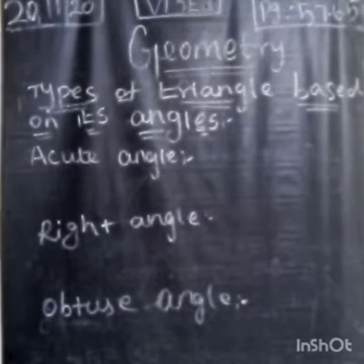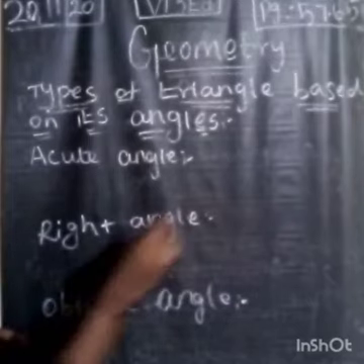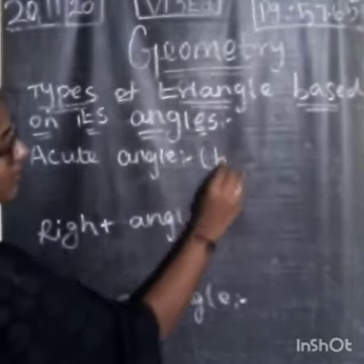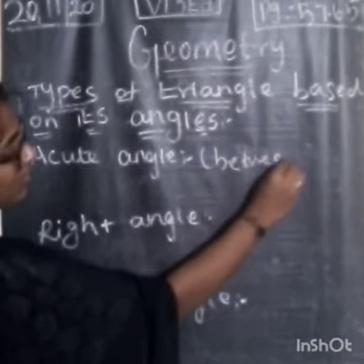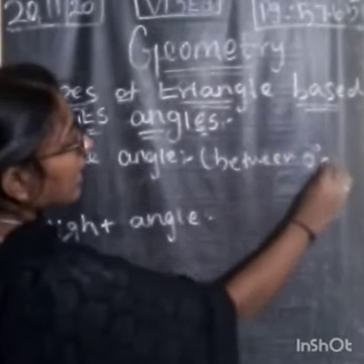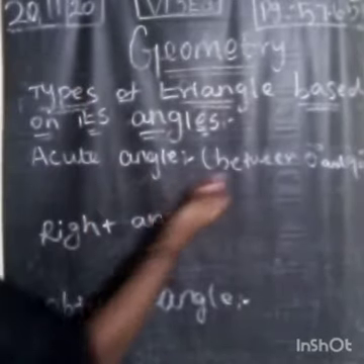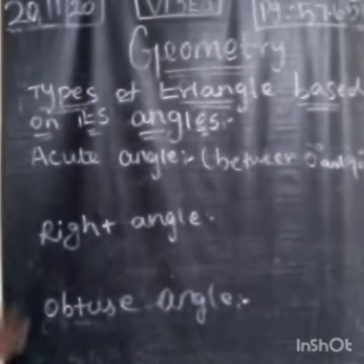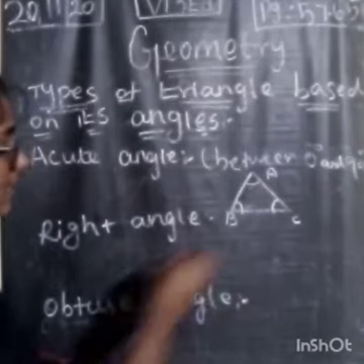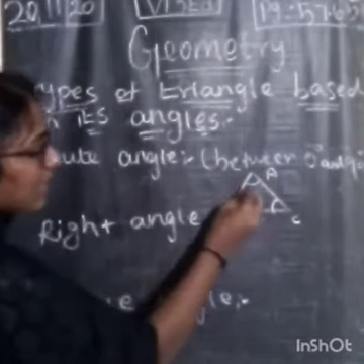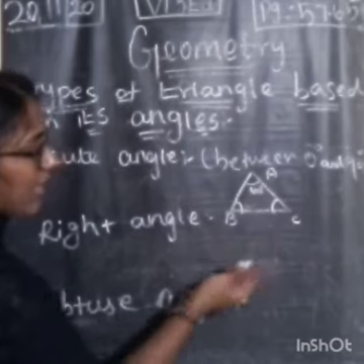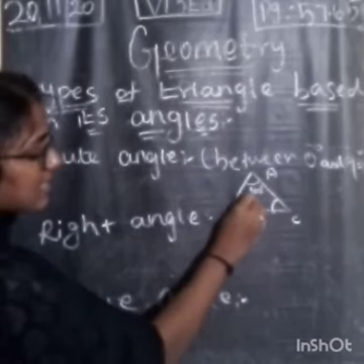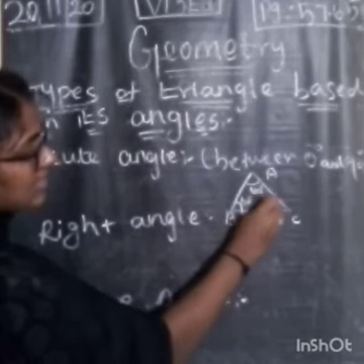Okay. What is an acute angle? If the angles of the triangle are acute, they are between 0 degree and 90 degree. Let us take one example. A, B, C. A angle has 60 degree, B angle has 60 degree and C angle has 60 degree.